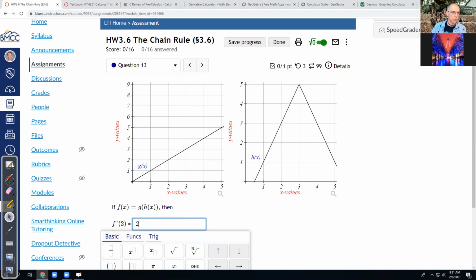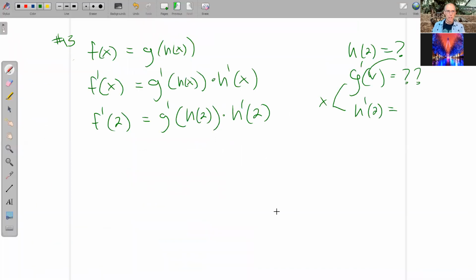So let's put that in my notes too. I just calculated that h of 2 here is 3. So then I had to figure out, what is g prime of 3? G had a slope, and this is just the slope at 3. The slope of that was always 1. Here, this is looking for the slope at x equals 2, and the slope of that side of h was always 2. So 1 times 2 is 2.